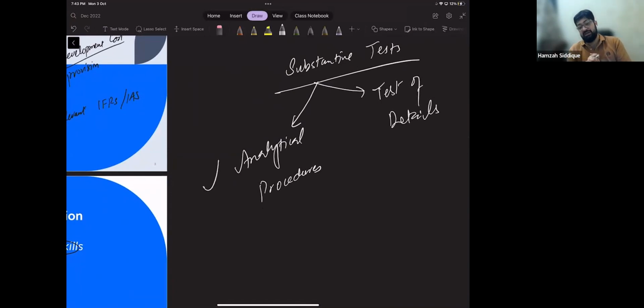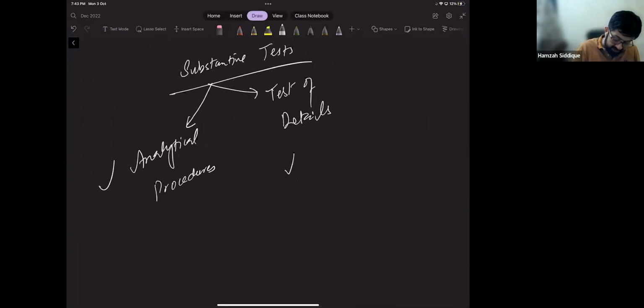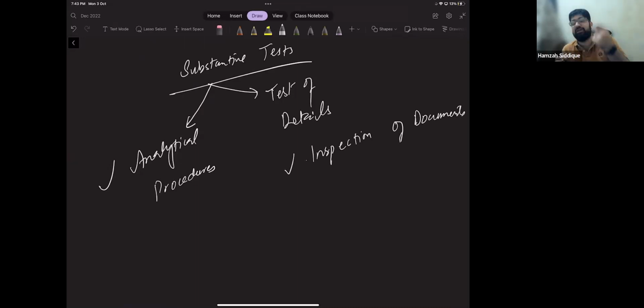What are the tests of details? For example, what we do, we verify inspection of documents. What are the documents? For example, invoices, goods received note, goods dispatch note, contracts, board minutes, sales day book. So inspection of documents: different documents are inspected to identify the details.